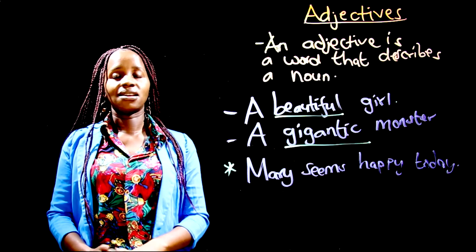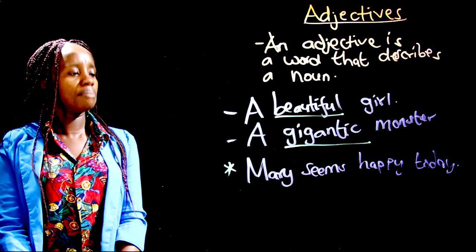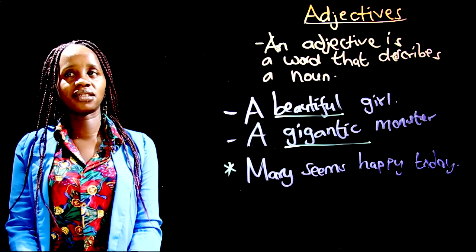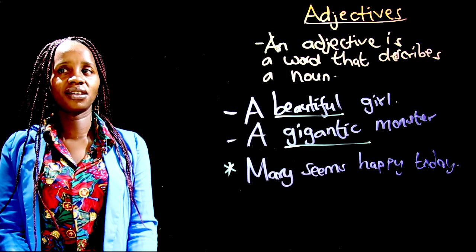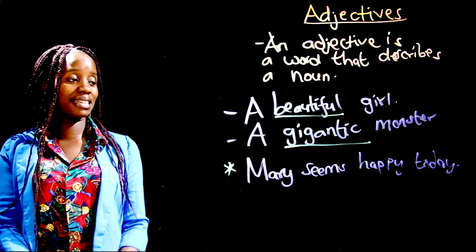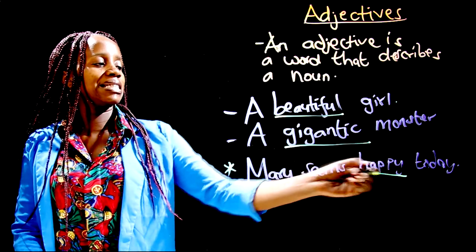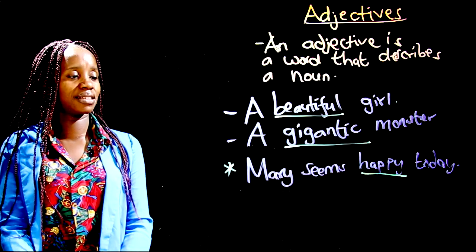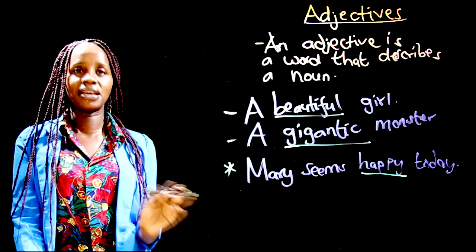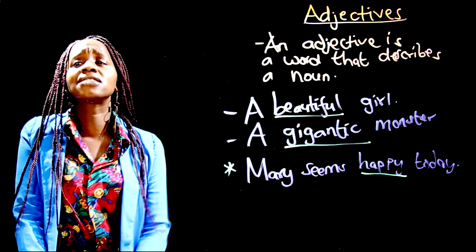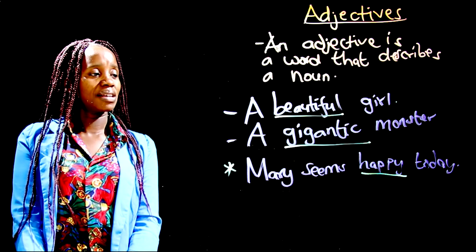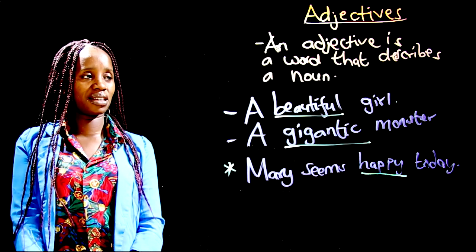So, guys, let us look at this sentence. Mary seems happy today. Try to locate the adjective. Which one is the adjective, guys? That is automatically so simple. Happy is the adjective. But how come the word happy is an adjective, yet it has not come before the noun? What is happening here? First of all, let us try to identify the noun. Which one is the noun?